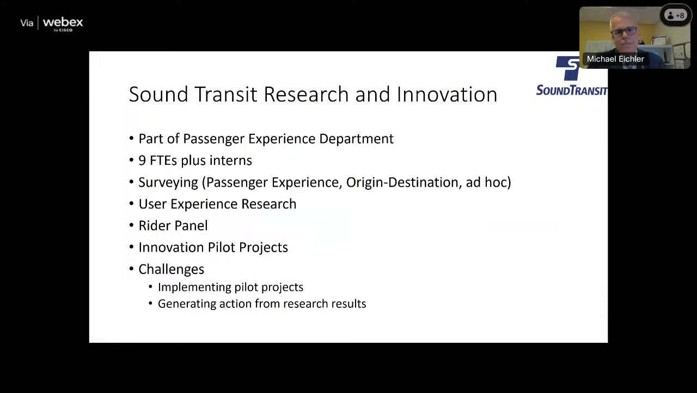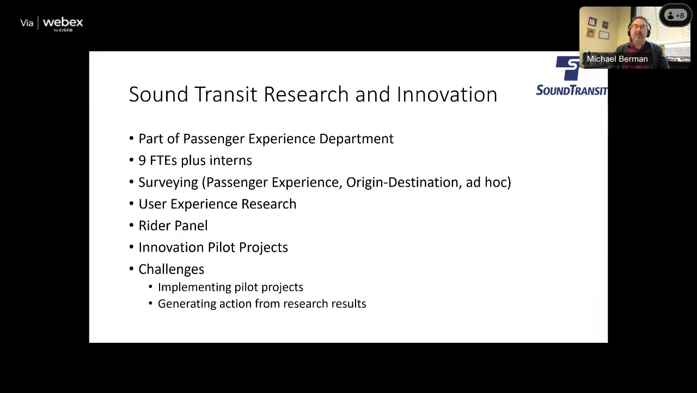I am Michael Berman. I'm the Deputy Director of Research and Innovation at Sound Transit. I've been in this role for about a year and a half, but I've been at Sound Transit for over 11 years in a variety of capacities, generally, though, focused on innovation and serving the passenger. Our group, the Research and Innovation Group, sits in the Passenger Experience Department within Sound Transit, and we have a team of 9 plus interns.